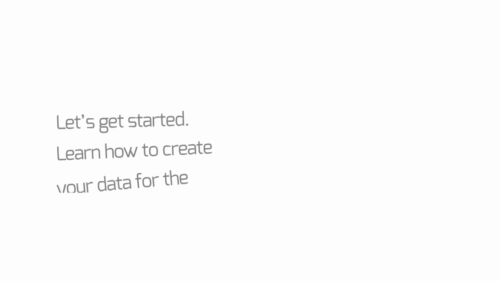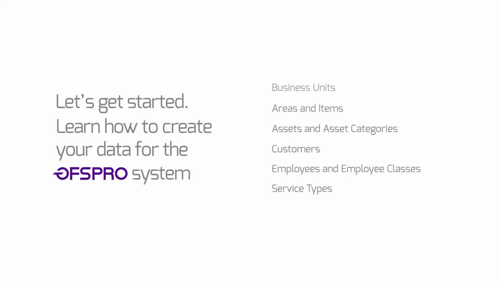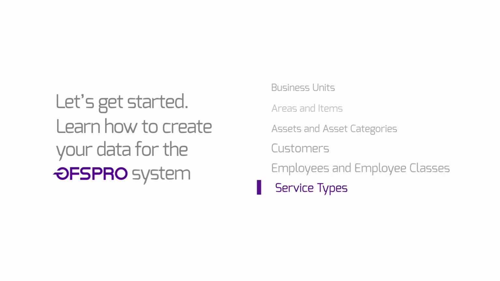In this video, you will learn how to create your data for the OFS PRO system: business units, areas, items, assets, asset categories, customers, employees, employee classes, and service types.